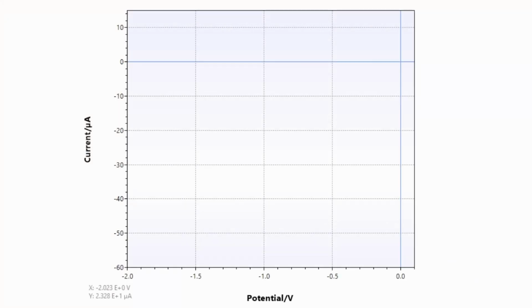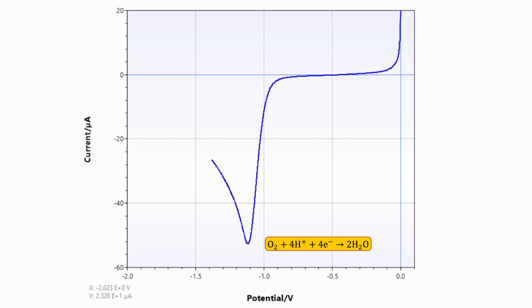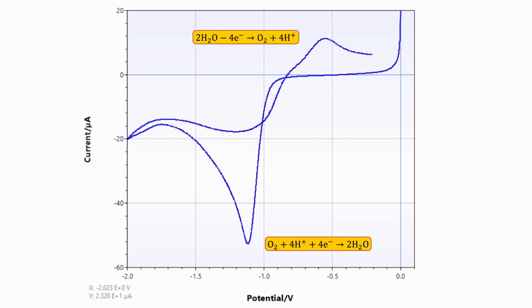With our scan rate of 100 millivolts per second, once we start cyclic voltammetry, scanning towards the negative potential, since we are looking for the reduction of oxygen, we will see a corresponding reduction peak, as you can see here, at approximately -1.2 volts. Once we reverse the scan towards the positive potential, we will then see a corresponding oxidation peak for this process at approximately 0.4 volts.